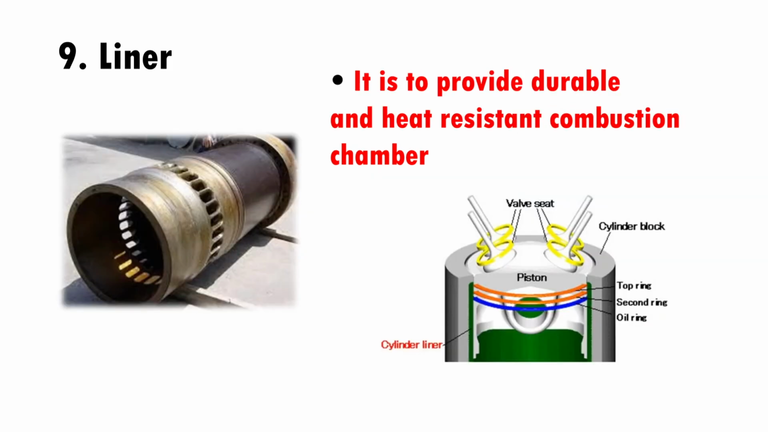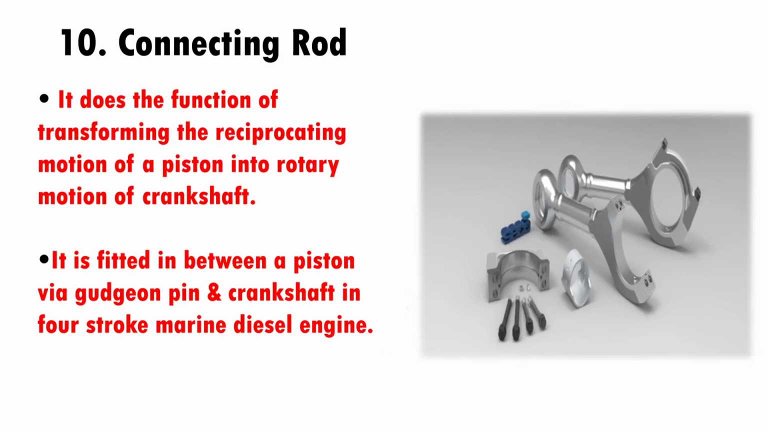Liner. It is to provide a durable and heat-resistant combustion chamber. Connecting rod. It does the function of transforming the reciprocating motion of a piston into rotary motion of the crankshaft. It is fitted in between a piston via gudgeon pin and crankshaft in a 4-stroke marine diesel engine.